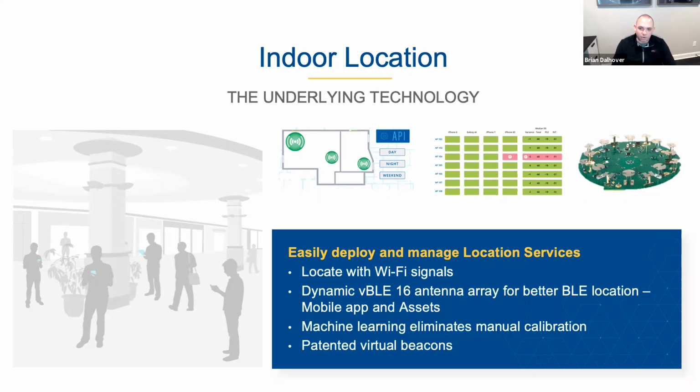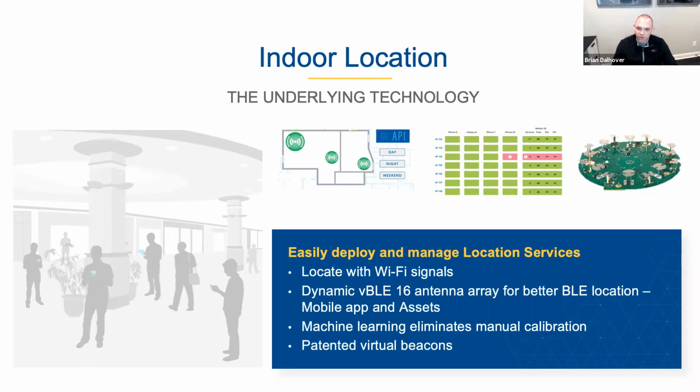So at a high level, they've created an easy to deploy and manage location service. And what they do is they can locate users through Wi-Fi signals. They have a patented, dynamic or virtually controlled Bluetooth low energy array of antennas. It's got 16 Bluetooth low energy antennas inside. And it can use mobile apps and assets. It also has machine learning capabilities, and it eliminates all of the manual calibration that would normally be required in a network that's using location-based services.